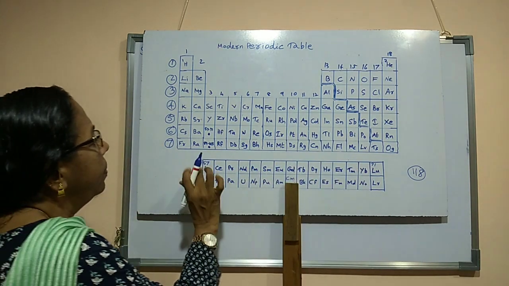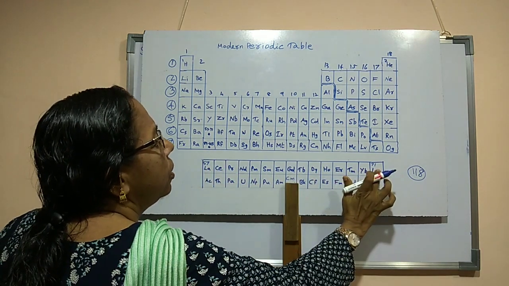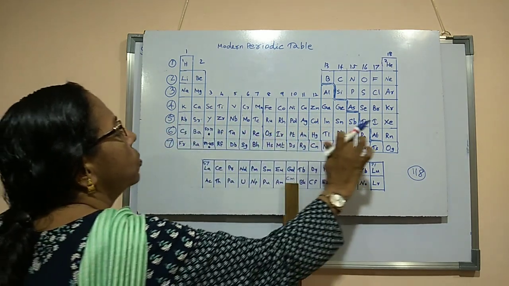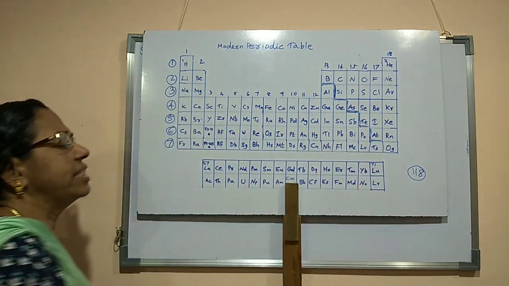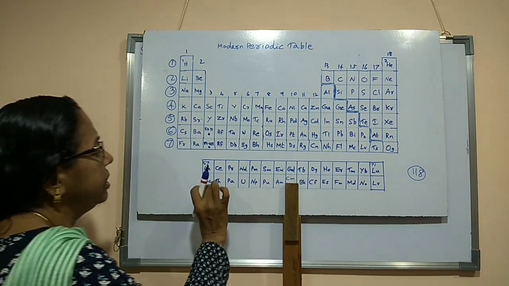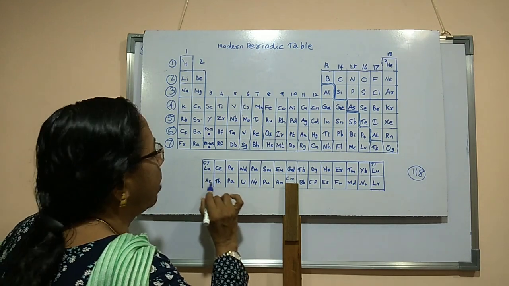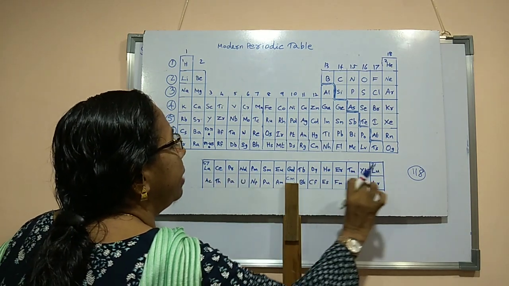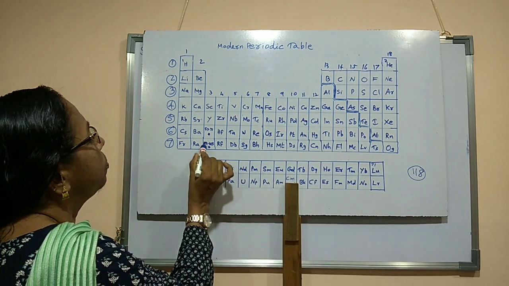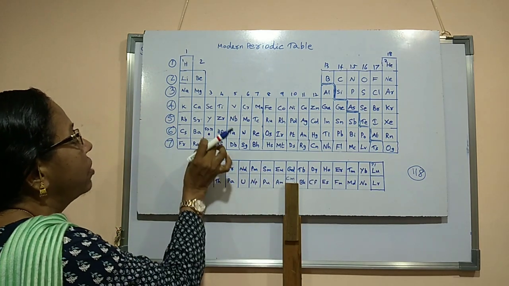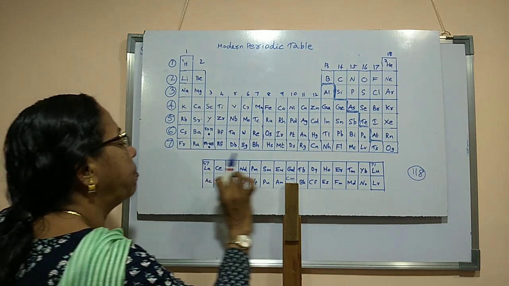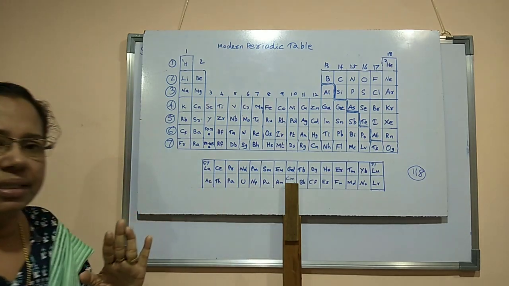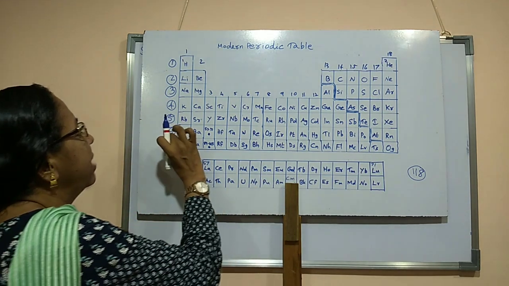But from lanthanum to lutetium, all these elements belong to the 6th row, so we can say that they belong to the 6th period. Now you see here actinium, from actinium to lawrencium, a total of 15 elements. All these elements should be in this place. But why did he put them in a separate row? It means they all have similar properties. But they belong to the 7th row.